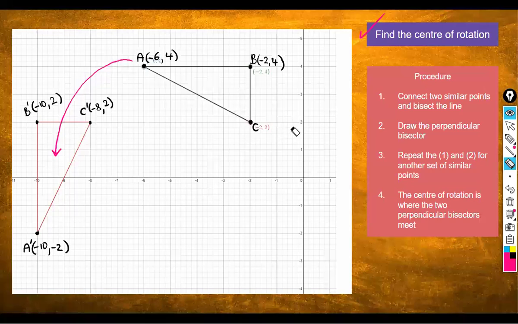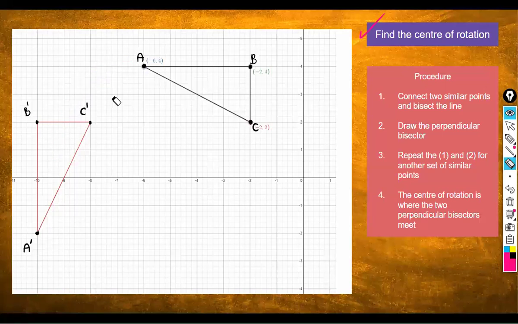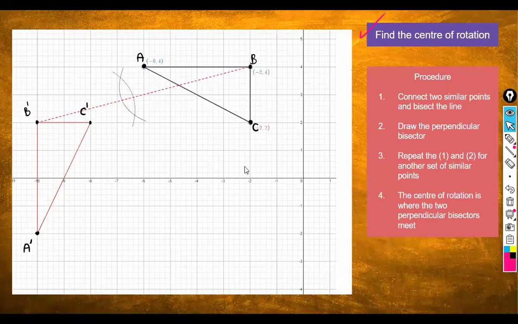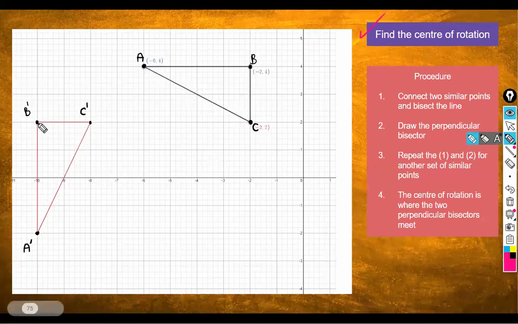But let's erase any unnecessary information. I'm leaving the A, B, and C, but the values of the coordinates, I think I need to get that out of the way. So here's what you need to do. The first thing you need to do is connect two similar points. You just need to connect two similar points. You could choose any pair of points first. In this question, I'm going to connect B prime to B.